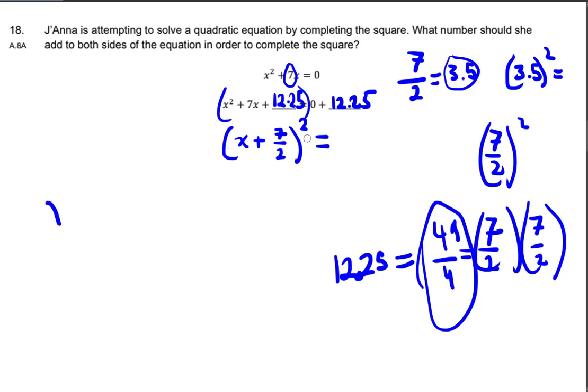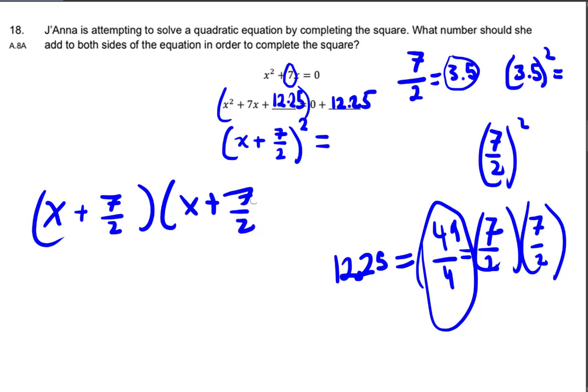Look, if we have x plus 7 over 2 squared, x plus 7 halves squared, what we're really saying is x plus 7 halves times x plus 7 halves. I'm going to show you that they're equivalent, and why we can make this jump here: x plus 7 halves and x plus 7 halves.